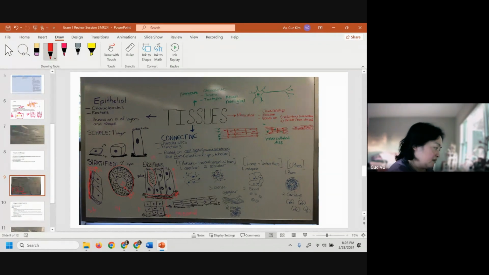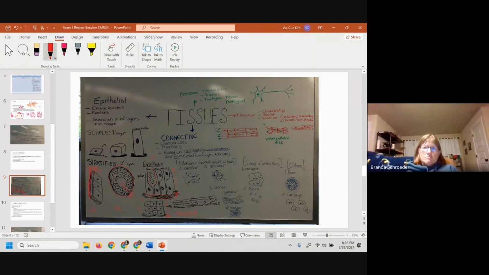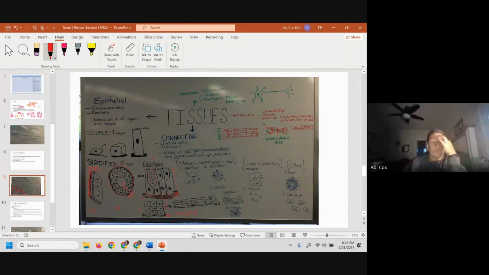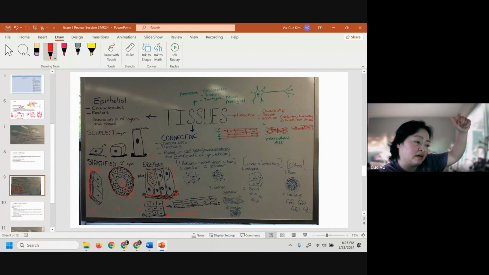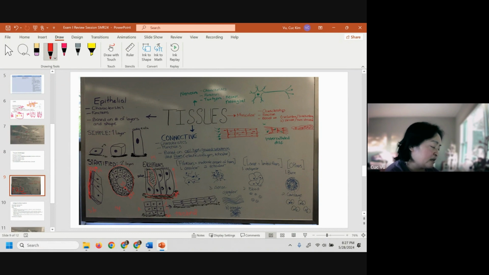So with shapes, if it's thin and flat, it's always going to be what? Squamous. If it's cube-like or where its height and width are equal to each other, what do we call that? Cuboidal. If its height is greater than its width, it's called columnar. Okay. So when I graded the quizzes, I noticed that some of you had to work on the shapes a little bit more. So compare the height to its width, and that will always help you with determining what shape it is. Any questions on epithelial?